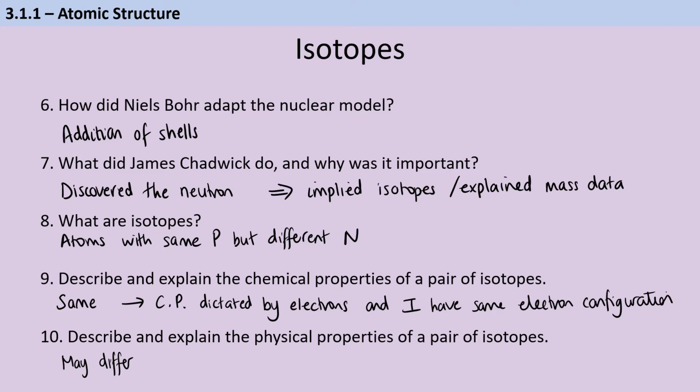In contrast to that, the physical properties of a pair of isotopes may differ. So for instance, the mass is definitely going to differ, but also they may differ in terms of things like how radioactive they are. And that's because they have different neutrons, which are going to make them heavier and are also going to affect the stability of their nucleus.